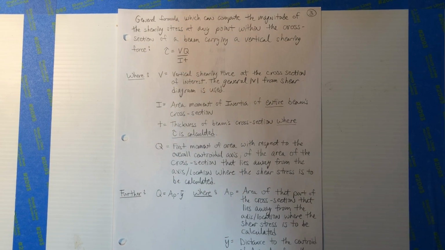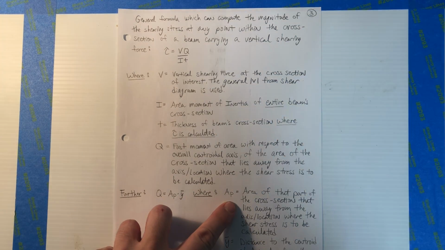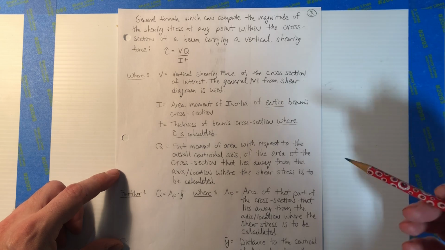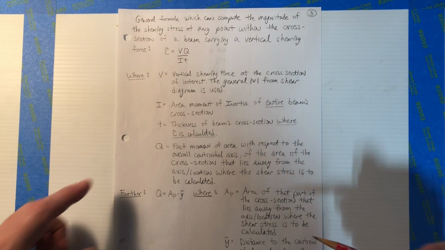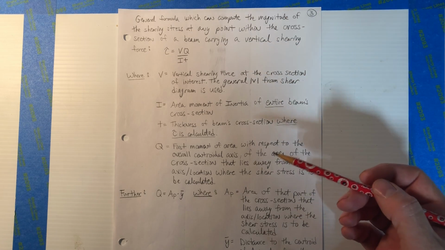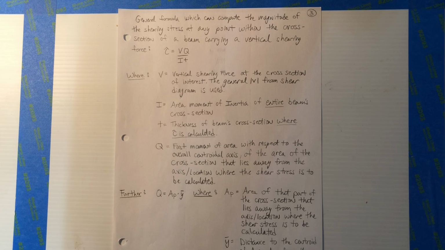So Q is a value, and it's going to be A_P, which is the area of the part of the cross-section that lies away from the axis where the shear stress is to be calculated, and Y bar is the distance of the centroid of that area to the entire beam's centroidal axis, okay?